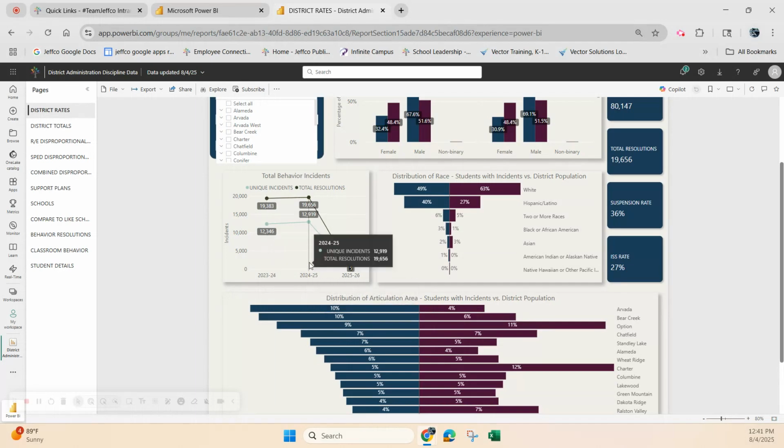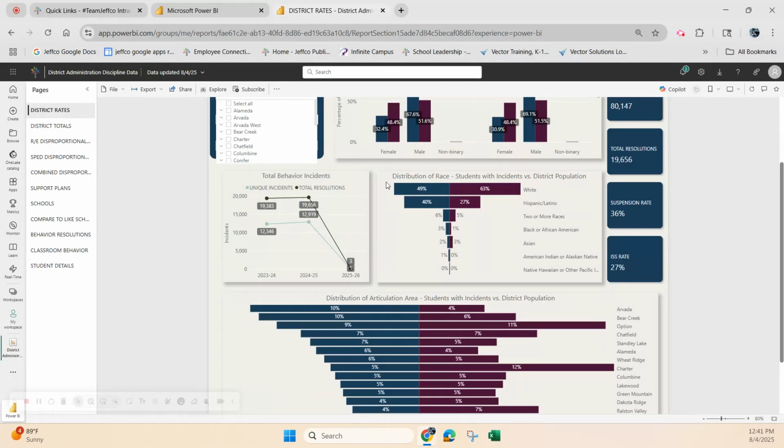Last year, you can see it was fairly static with that. We had slightly more incidents and slightly more resolutions, but that would stand to reason. We should not really have any data for 2025-26 yet, but there is some there. Probably just a matter of the wrong date being entered.